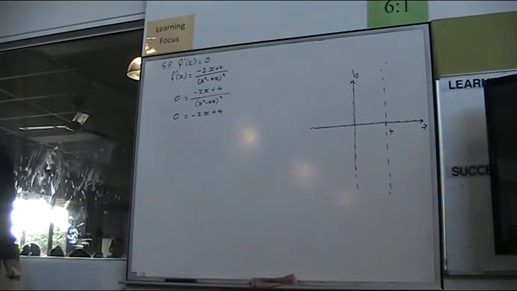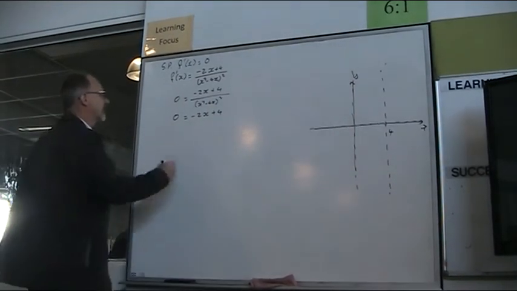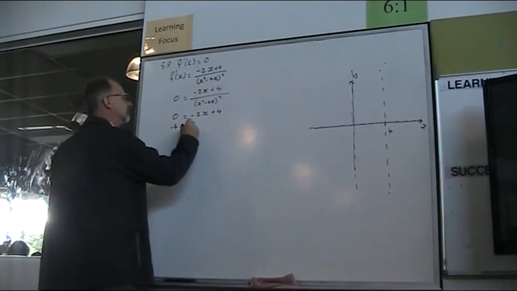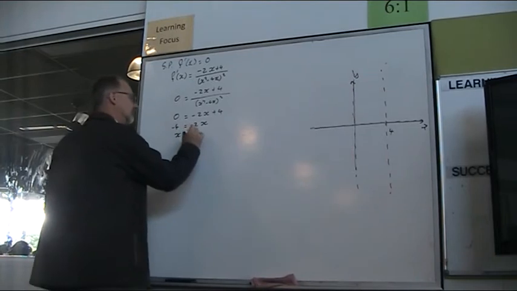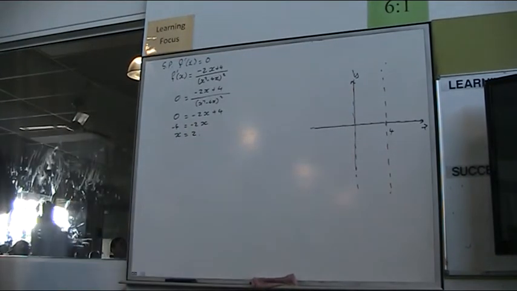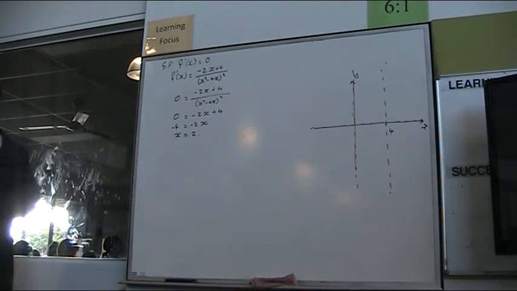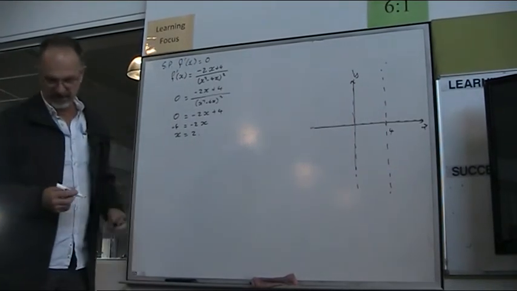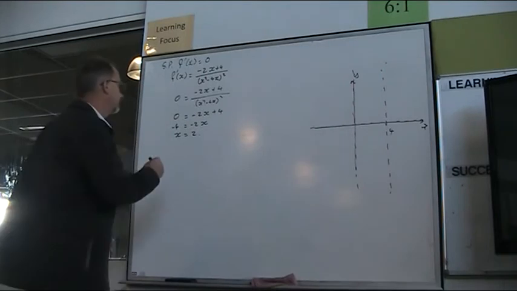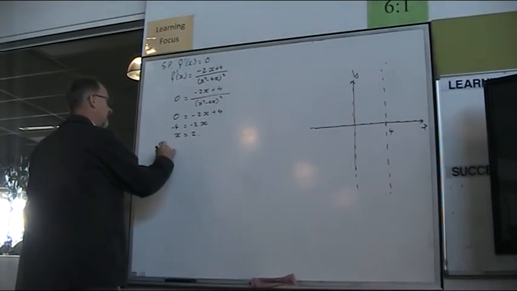You got that? Take 4. Divide by -2. X equals 2. To find what y is, or the f(x) value is, we then want to know what f of 2 is.